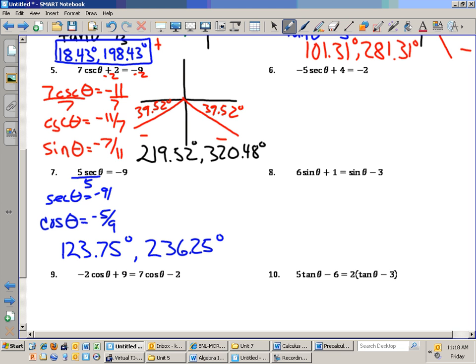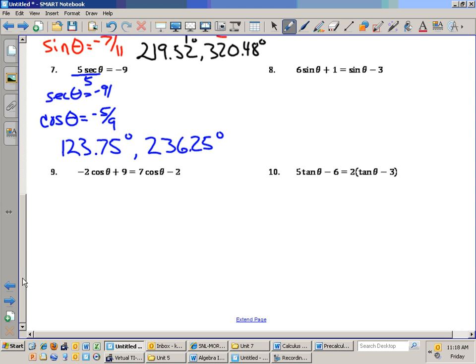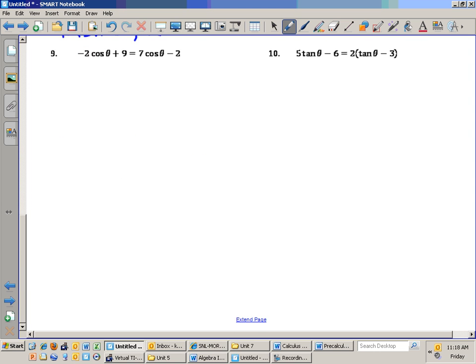Okay, let's try just one more. Let's look at 9. What makes 9 different? For 9, you have stuff on both sides. Not that much different. We'll just subtract 7 cosine of theta from both sides. And I will have negative 9 cosine of theta plus 9 is equal to negative 2. Now what?